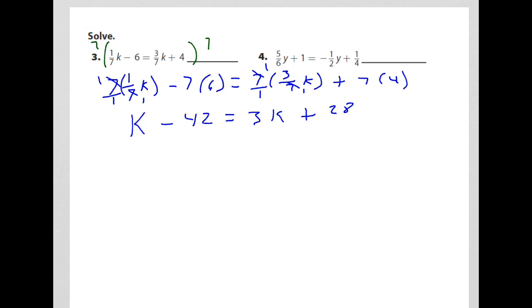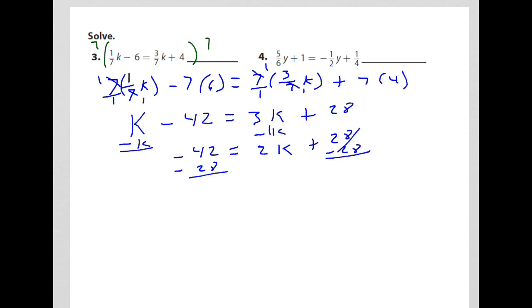Well, looking at this, the 3 is larger, so let's subtract k from both sides. This is going to give me a 0 pair here, bring down my negative 42 is equal to 2k, that's 1 from 3, so 1 from 3 will give us 2, and then bring down my 28. Now I want to subtract 28 from both sides, and when I do so, this is going to give me my 0 pair. It's going to cancel out.